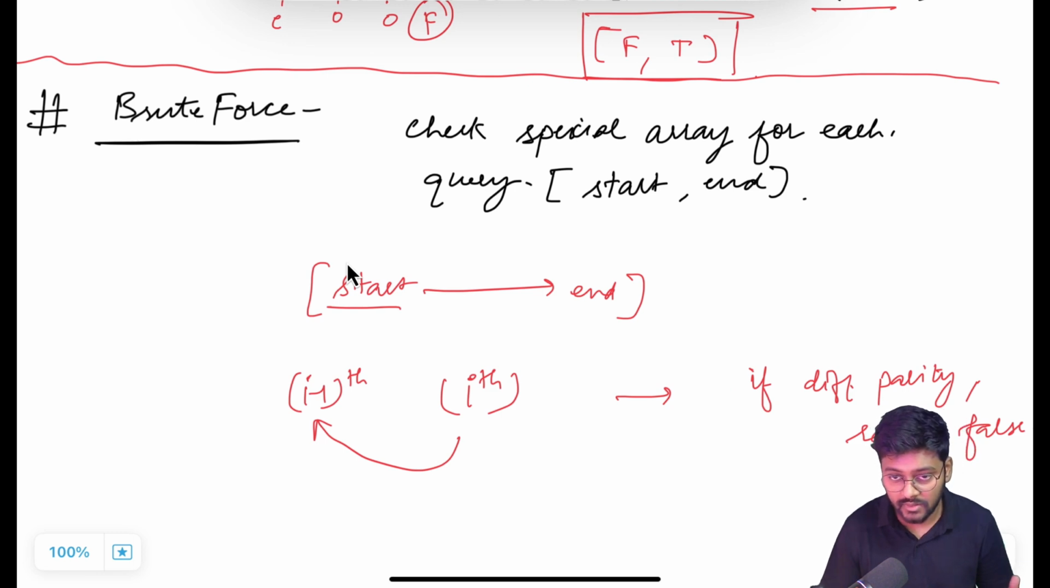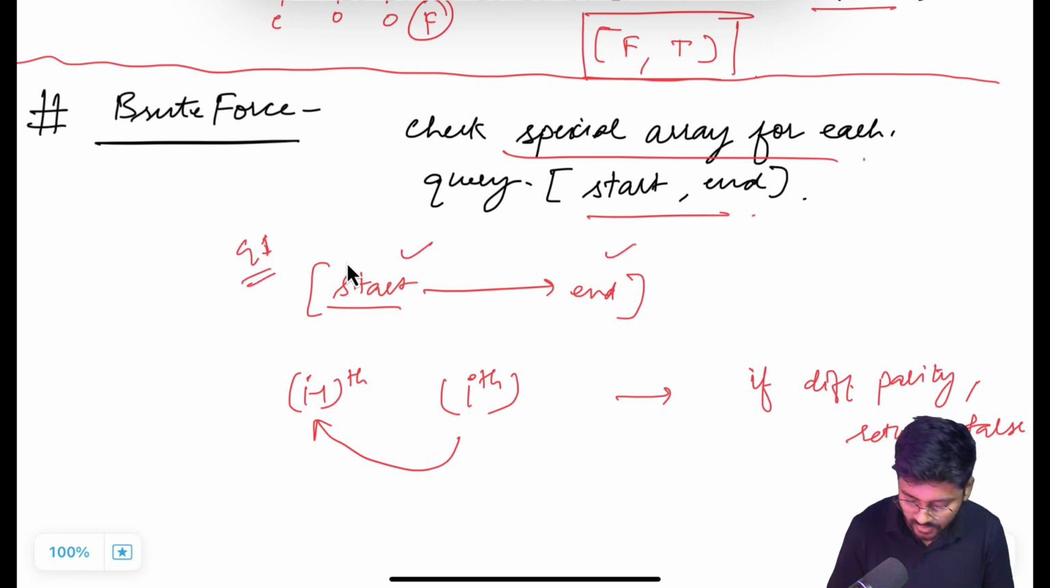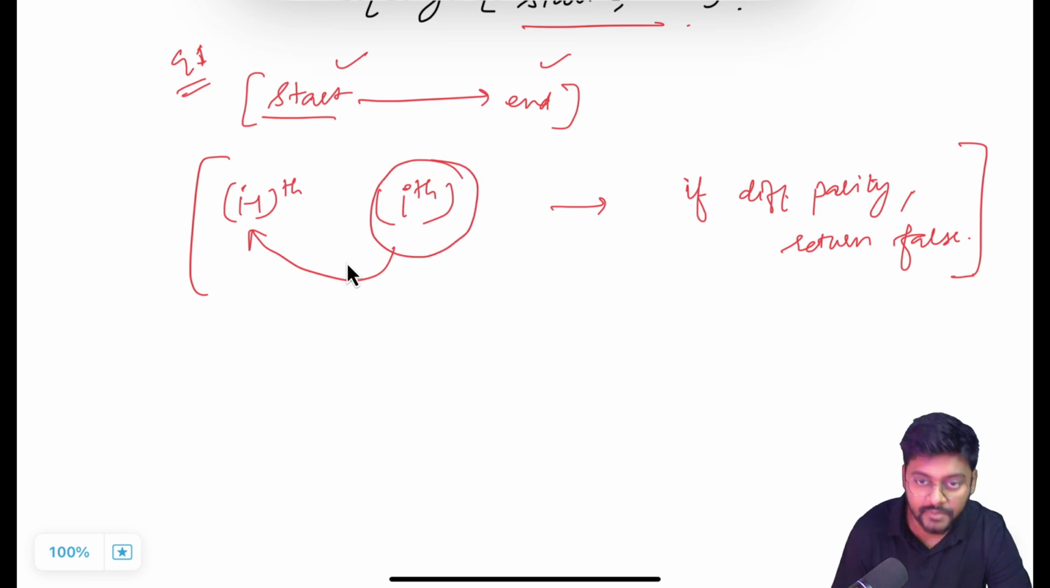We are given the nums array and queries. Queries have multiple subarrays from a starting index to an ending index. For every subarray, we can explicitly check whether that subarray is special or not. Check the special array for each query, starting to ending. Let's say the first query is this, starting index to ending index. Then how can we figure out that it is a special array? For every index, I will check the previous element, whether the previous element and the current element are of the same parity or not. If they have the same parity, then I will return false.